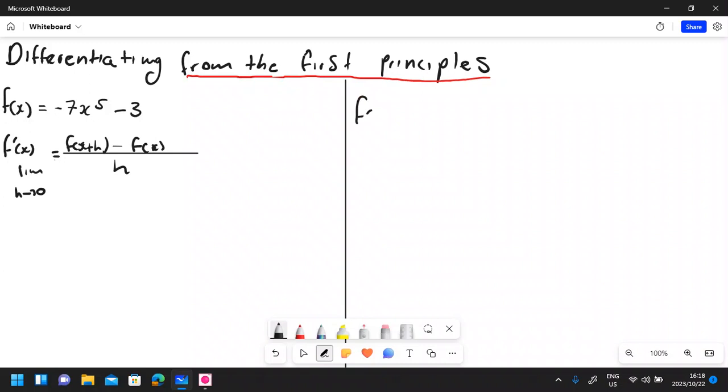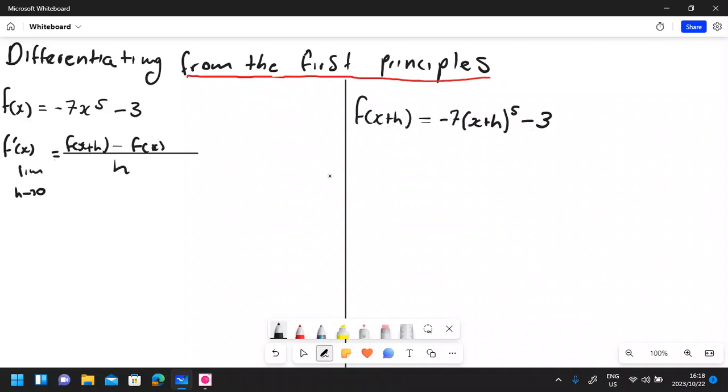Remember, for f of x plus h, we just substitute x plus h where there is x. Here's what I mean. As you can see, our function has -7 multiplied by x to the power 5 minus 3. So wherever there is x, we must substitute x plus h. We know that this is -7, but look at this x to the power of 5. Wherever there is x, we substitute x plus h. But don't forget, this is to the power of 5 and then minus 3.